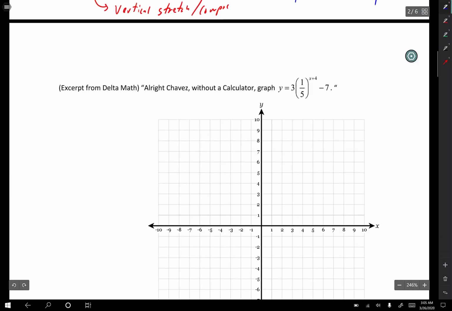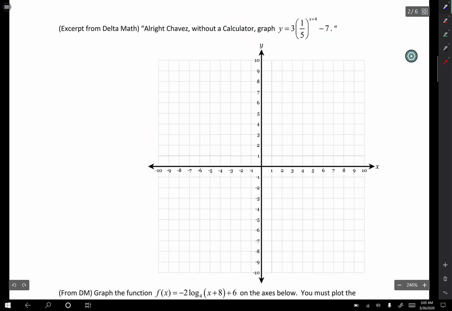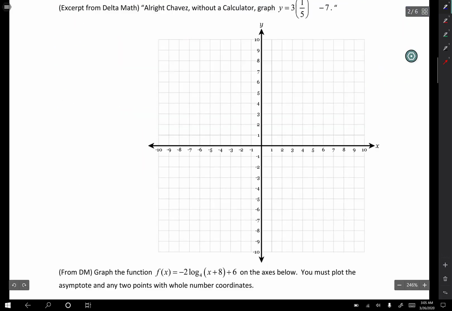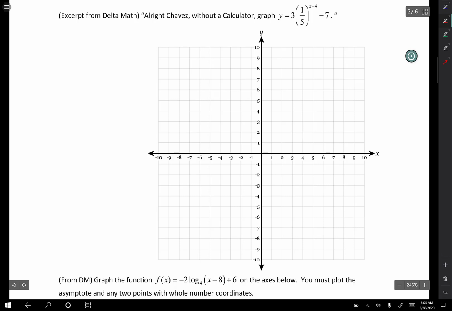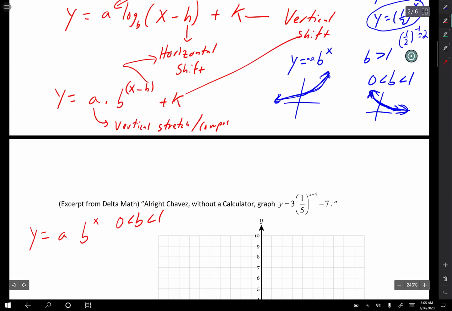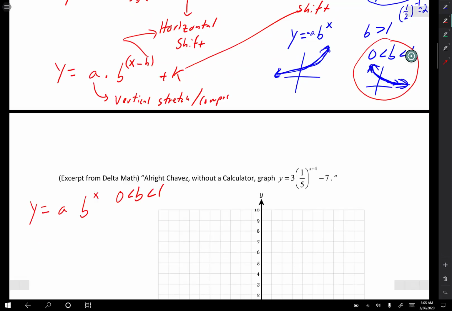All right, so here we go. Here's a question from Delta Math, and it says, graph this function. So the first thing that I want to recognize, guys, is that this looks a lot like, first I'm gonna draw some stuff here on the right hand side. I'm gonna say y equals a times b to the power x. So here's my parent function, and b is definitely between 0 and 1. So immediately I'm like, okay, it's gonna look like that, because this 1/5 is like 0.2.